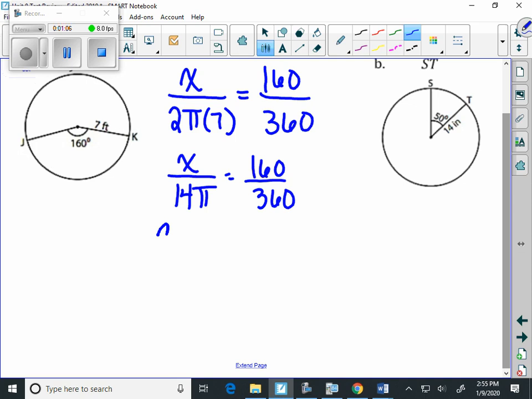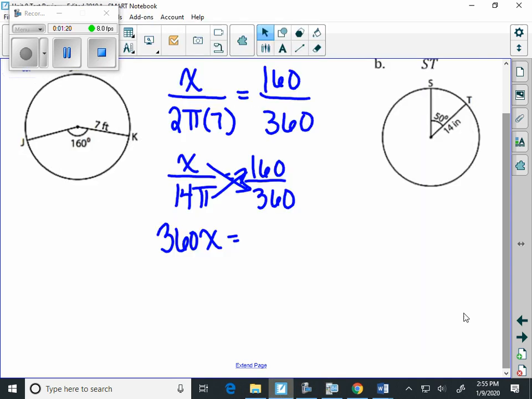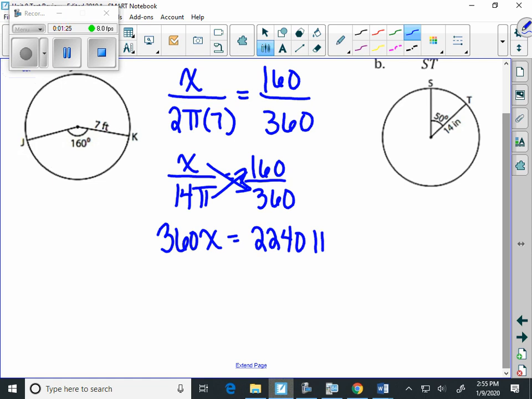And now when we solve this, we're going to cross multiply. So it's going to be 360x. I multiplied these two together, and then we're going to multiply these two together. And 14 times 160 is 2240. I wasn't very good on the directions, so I'm going to have a couple answers here, but we can divide both sides by 360.